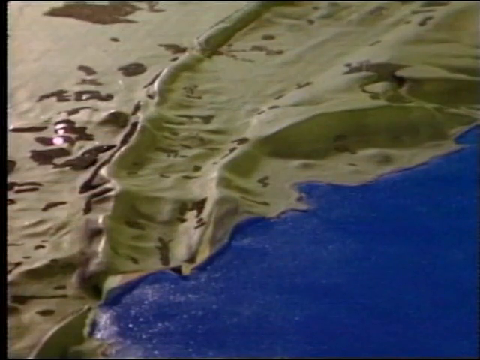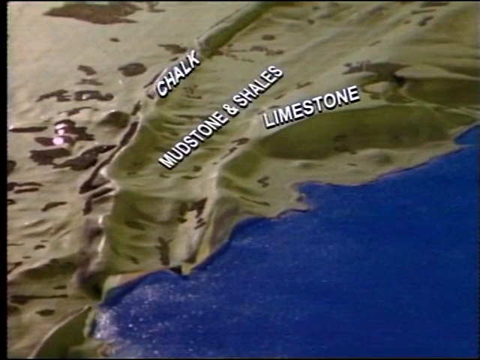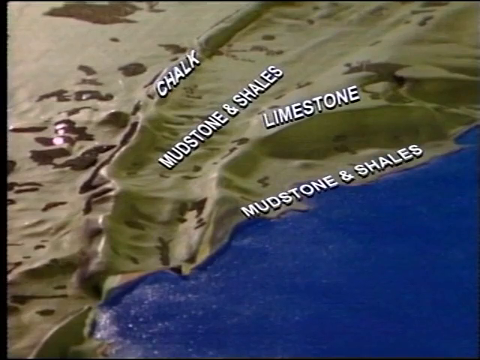This model summarises what we've seen so far. The ridges are formed by the more resistant rock types, chalk to the north, and Purbeck and Portland limestones to the south. Between them is a succession of softer beds, in fact, mudstones and shales. And to the south of the Portland limestone, more mudstone and shale.